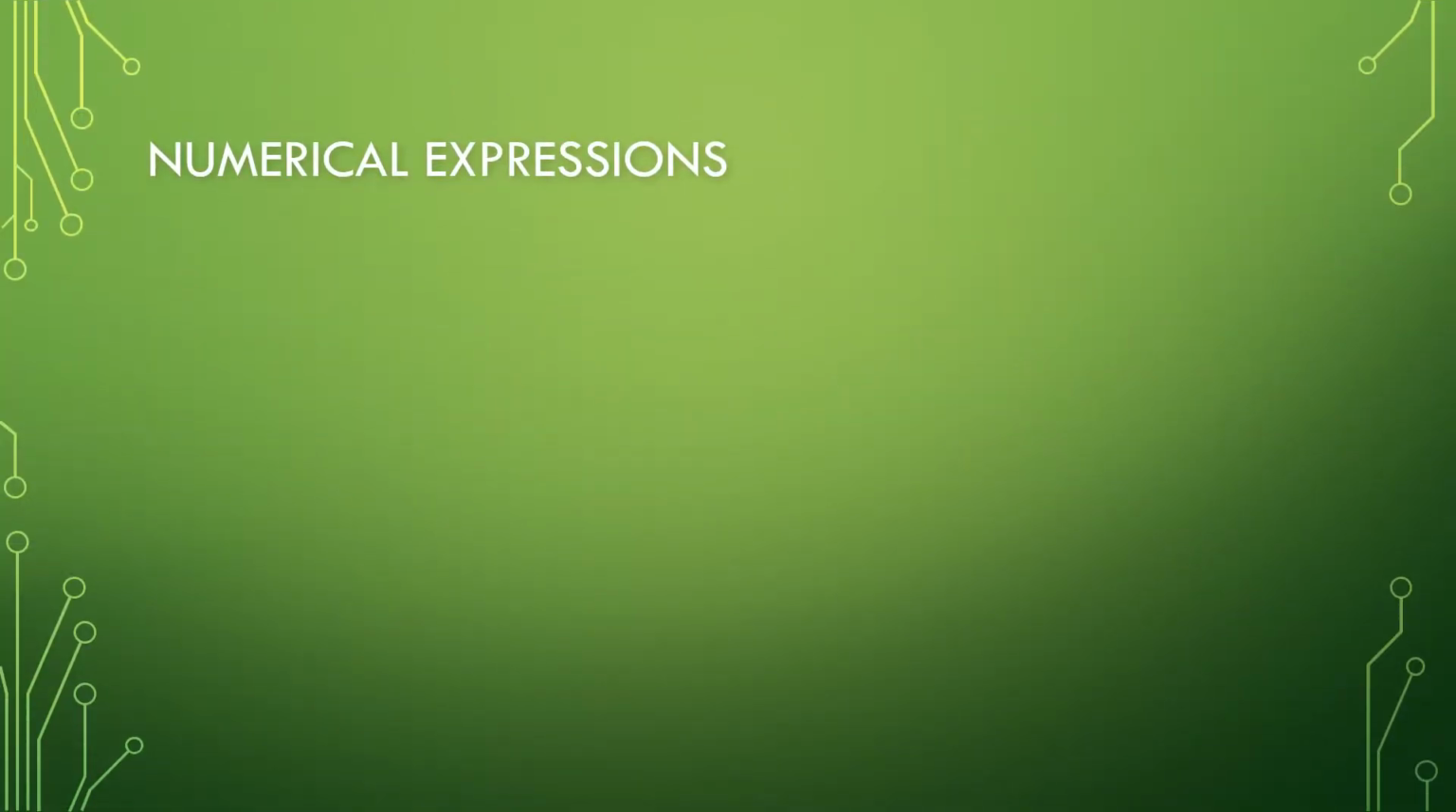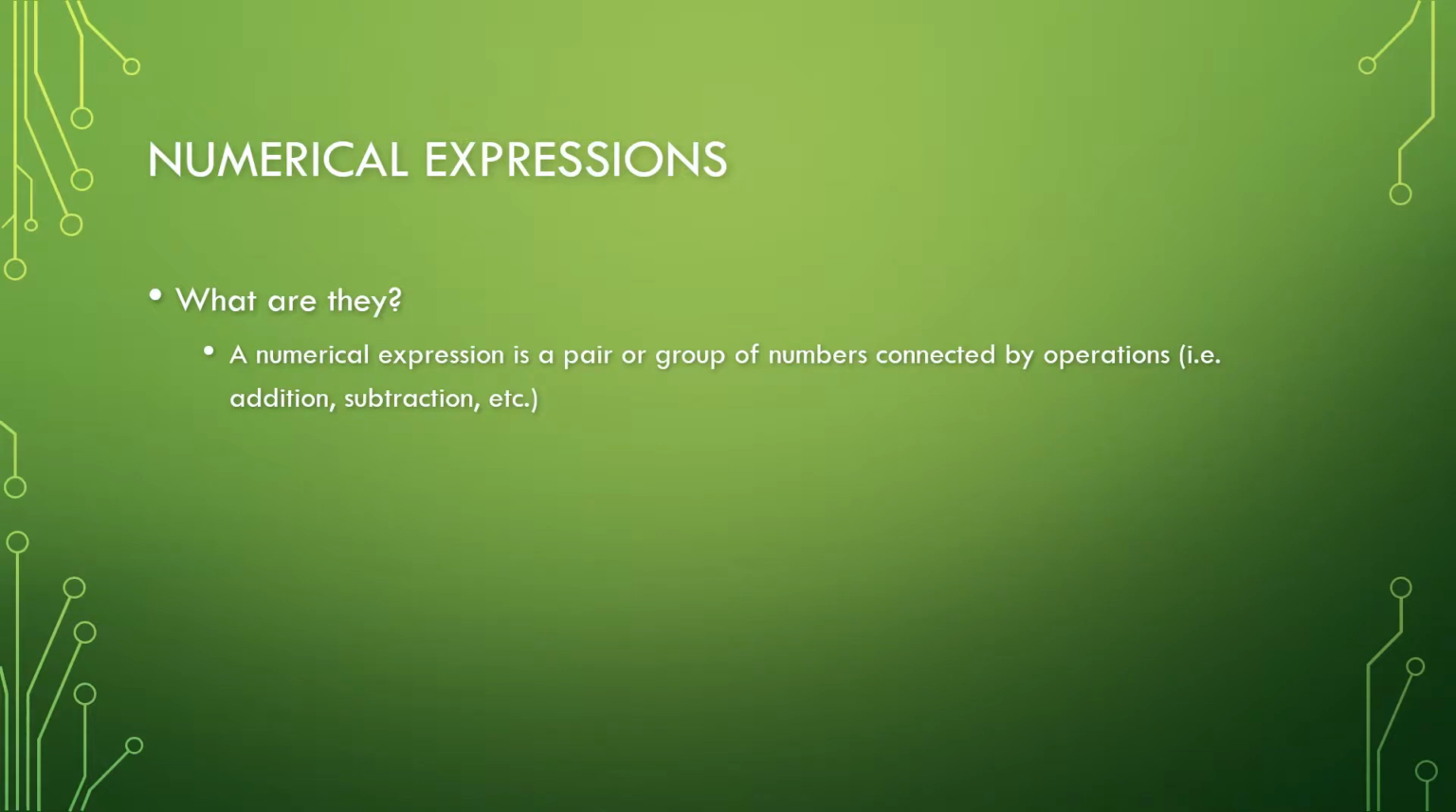When we're talking about numbers, we can also work with numbers in what are called expressions. There's two types. First are numerical expressions. A numerical expression is a pair or group of numbers connected by operations. Things like addition, subtraction, multiplication, all that good stuff. A few examples of some simple numerical expressions are 5 minus 9, 2 times 3, 9 divided by 4, and I could keep going.